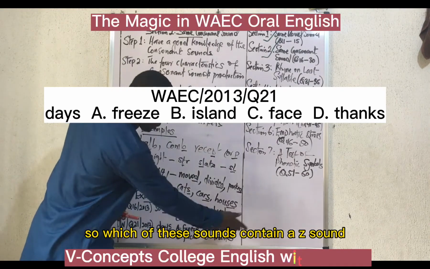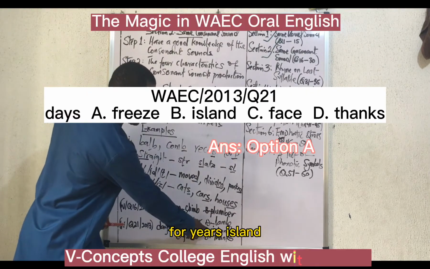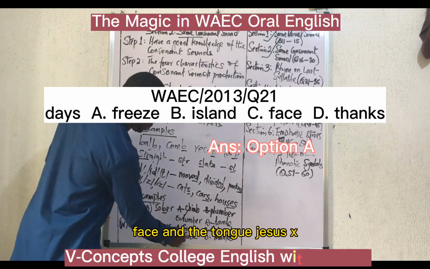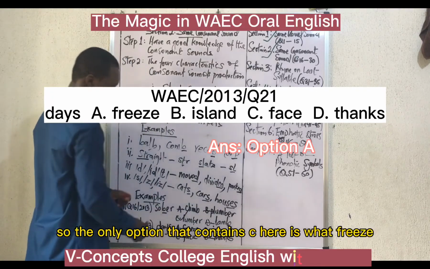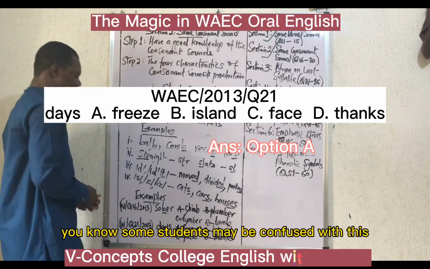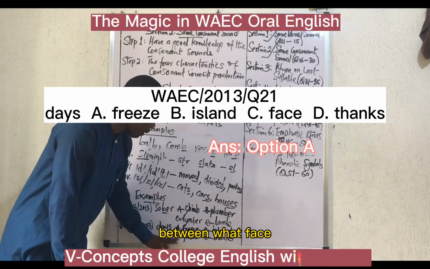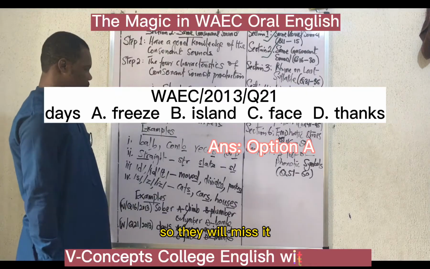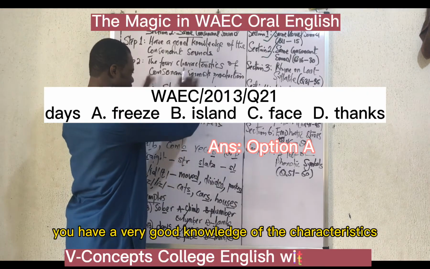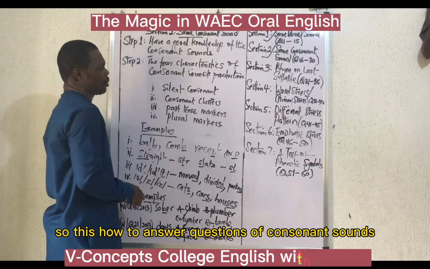So which of these options contain a Z sound? Of course you can easily see that it is A, freeze. But here is island. S is not even heard here because that S is silent. Then face. Of course this is face. And then thanks. This is S. So the only option that contains Z here is freeze. Days, freeze. Some students may be confused with this S. They may think it's S, and then they will be thinking between face and thanks. So they will miss it. That is why you have to make sure you have a very good knowledge of the characteristics from which questions on consonants are based. So these are how to answer questions on consonant sounds.